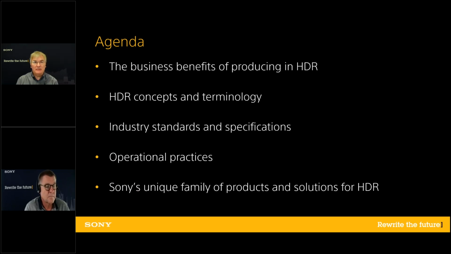What are we going to talk about today? Well, we're going to talk about the business benefits of producing in HDR, what the business benefits of high dynamic range are. I'll go through some of the concepts and the terminology. We'll look at the basics of HDR, what it is and how our eyes work and how sensors work and so on. We'll take a look at some of the industry standards and the specifications behind high dynamic range. And we'll look at some of the operational practices and workflows for high dynamic range. And finally, look at the products that we have to support high dynamic range workflows.